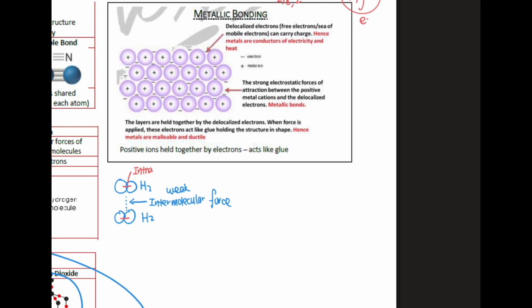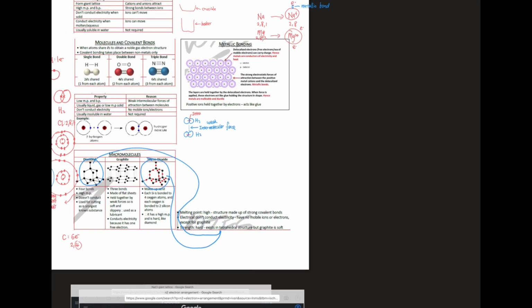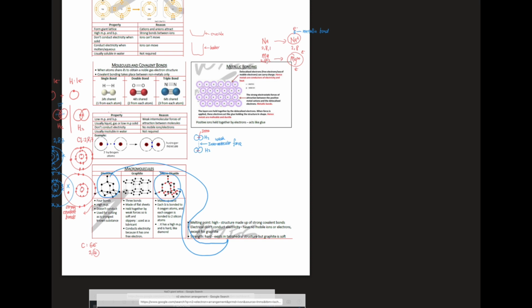Okay. So now you see this, the layers are held together by the delocalized electrons. When force is applied, these electrons act like glue, holding the structures in shape. Hence metals are malleable and ductile. So this is the explanation part, why it is malleable and ductile, because the delocalized electrons are holding them in the particular shape. Okay, so like a glue. So remember these explanations. And then positive ions held together by electrons act like glue. Okay, so this is the explanation that you need to put in the exam. Okay, so we have done the theory part. So it's time to practice.